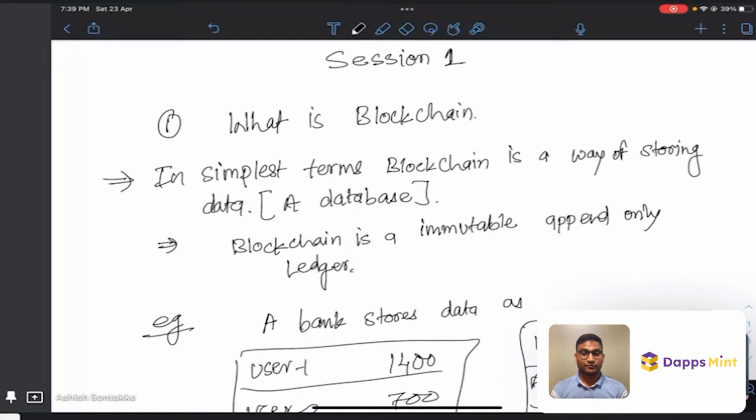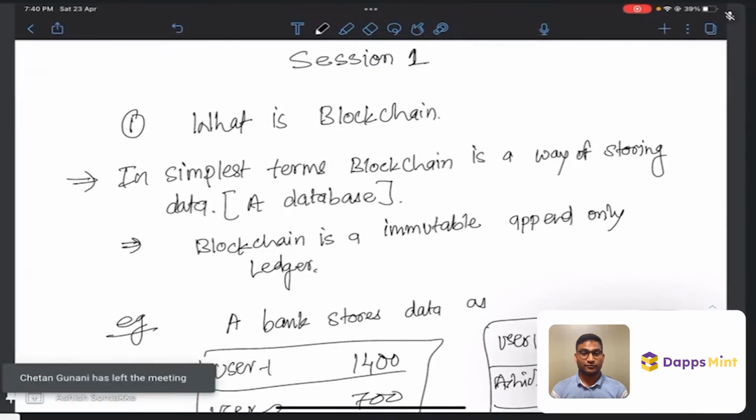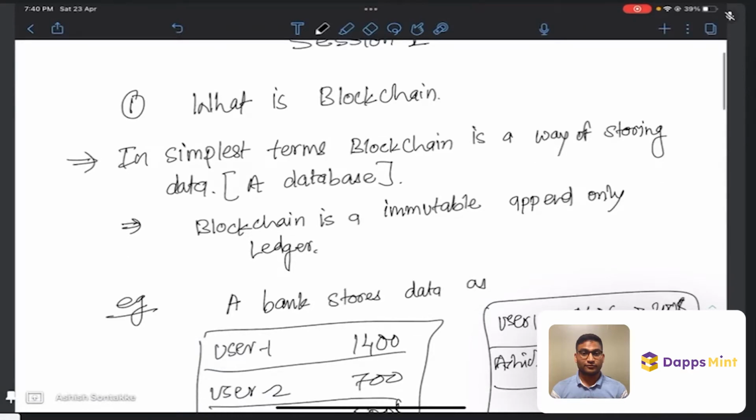So blockchain is basically just a way of storing data. It's just a database, but it has some different properties. What are those? The first thing is the database is immutable, which means once we add some data, we cannot edit it. We can only add new data to that. It is append only. Append only means we can only keep on adding new data. We cannot modify the data that has been already added.